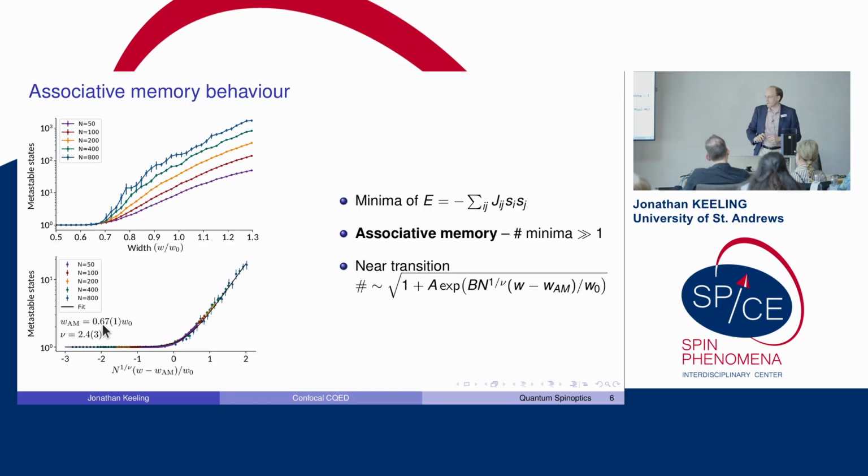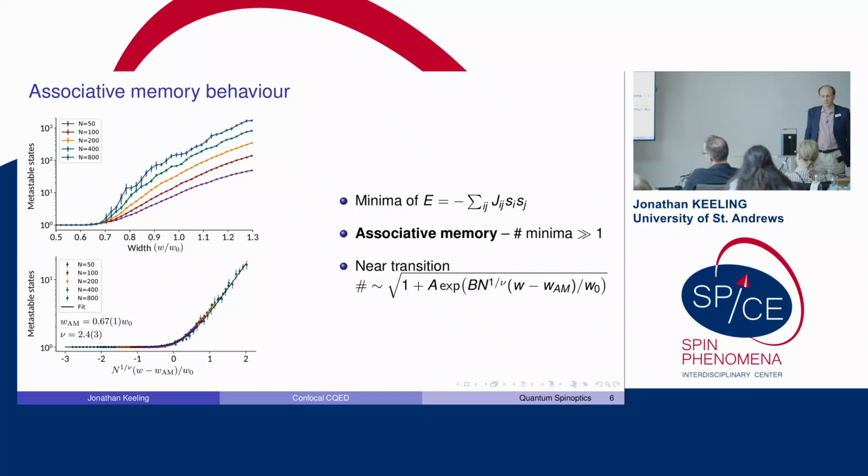We only know this numerically, at which there is a transition from a ferromagnetic state to an associative memory state. And at least over this range here, this data is very well fit by this formula, which suggests there is a system size dependent width of how sharp this transition is.